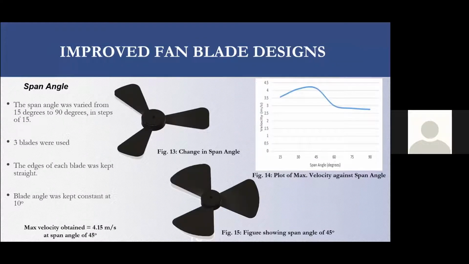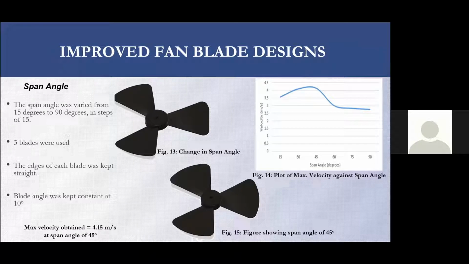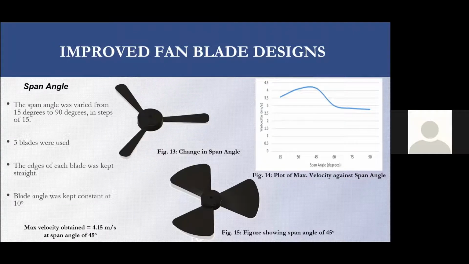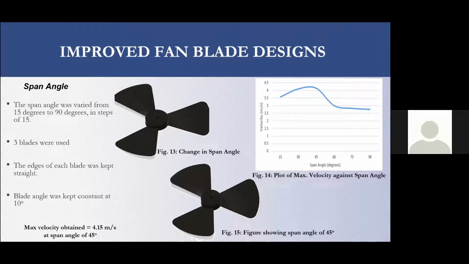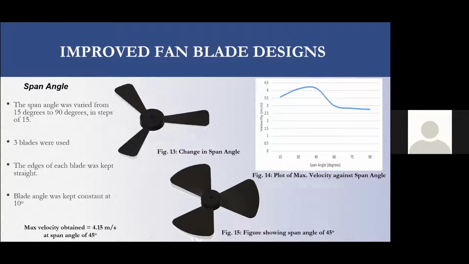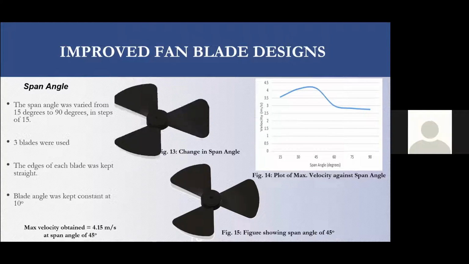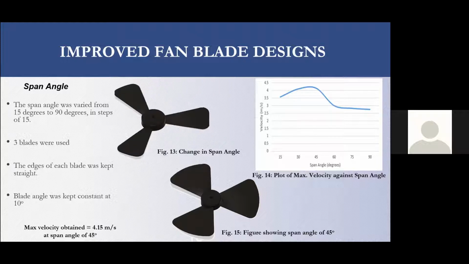Now, the first stage, span angle. On the left-hand side, we can see the parameters used. The span angle was varied from 15 degrees to 90 degrees in steps of 15. Again, this was made possible because the Fusion 360 API was used, not the GUI. On looking at the results, we can see that the optimal span angle was 45 degrees.